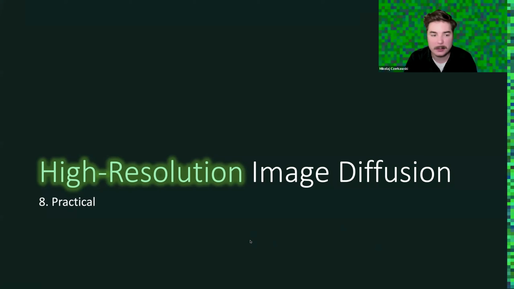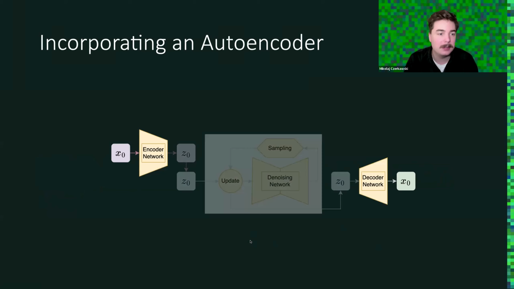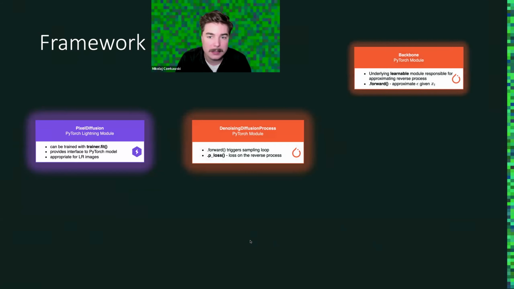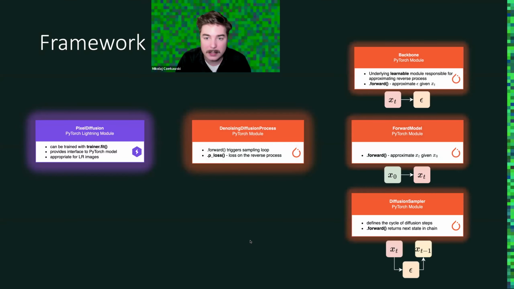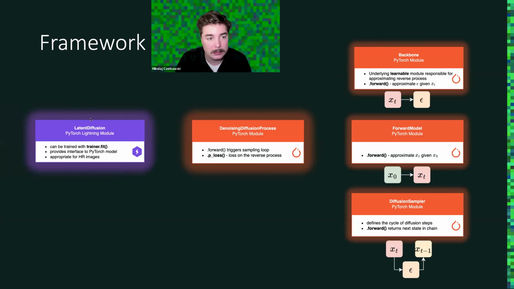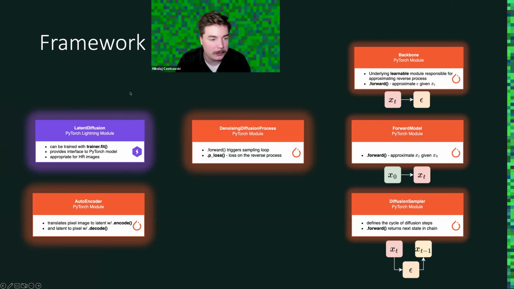Hi. So at this point, we can proceed to the practical part with high-resolution image diffusion. As mentioned in the previous episode, we will need an autoencoder module in order to encode our image samples from pixel space to latent space, and then decode back once we have generated something new. So the framework structure will be quite similar, as we will have again three underlying modules wrapped by a denoising diffusion process, but the lightning module will be changed from pixel diffusion to latent diffusion in order to also contain one more additional component, which is the autoencoder.